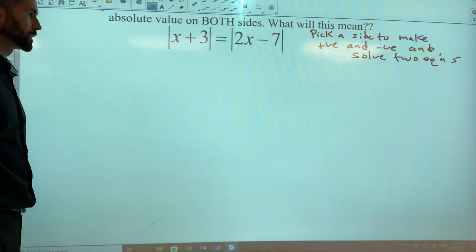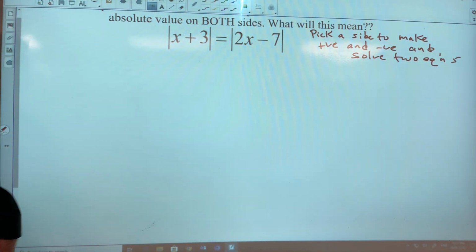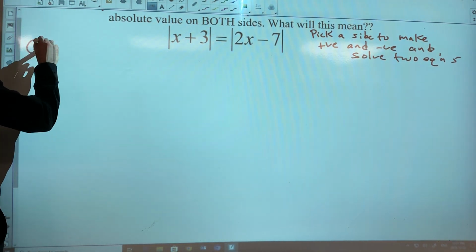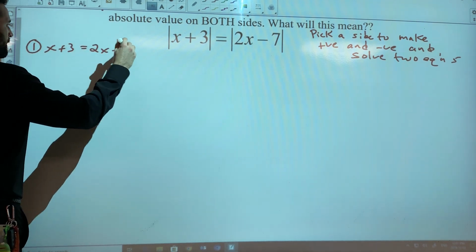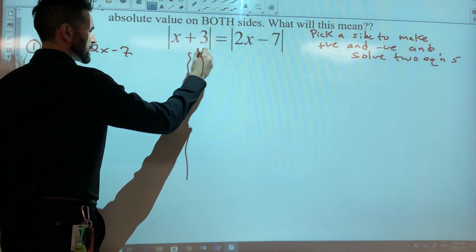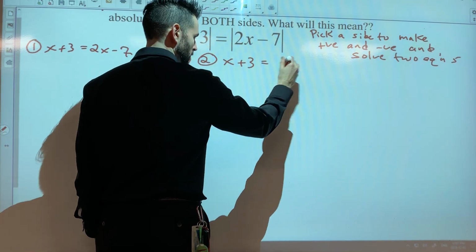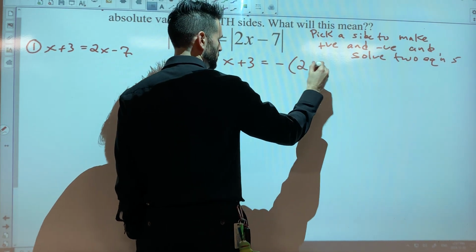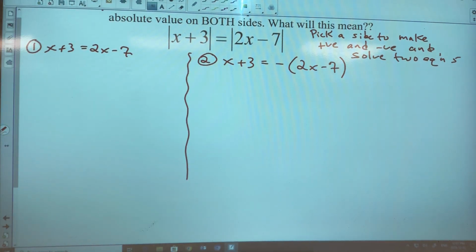So I'm just going to arbitrarily decide. I usually just do the right side. So I'm going to drop the absolute values for the first one. I'm going to solve that one. And then for my second equation, the one that's negative, I'm choosing this side. So I'm just going to open a bracket, 2x minus 7, and I've made it negative. There.